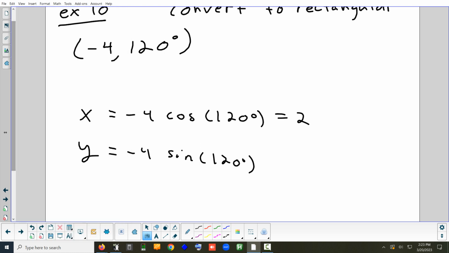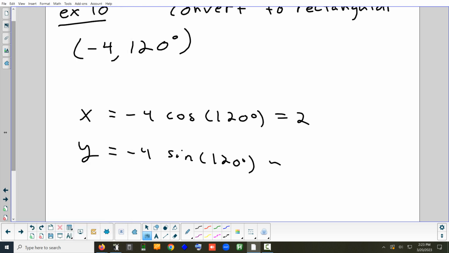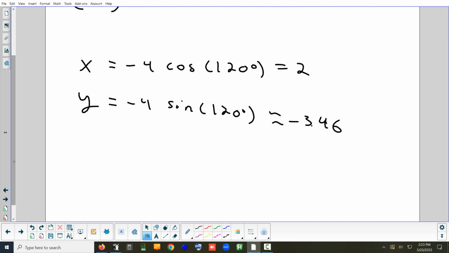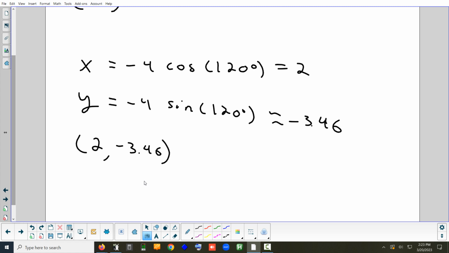So what does that mean about the bottom one? That one's not going to come out nice. -4 sine 120. -3.46. So the way you could write your answer as a decimal is this. Now, you might not see a decimal on the test. You might see something different. What was the bottom one? Sine 120. Okay.